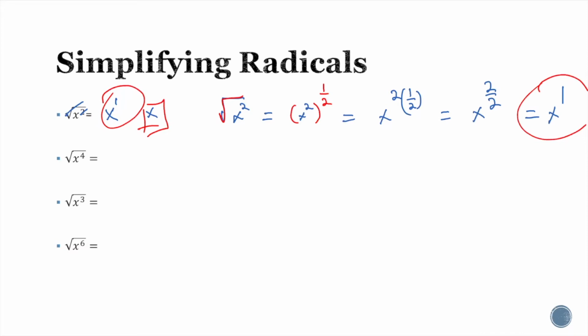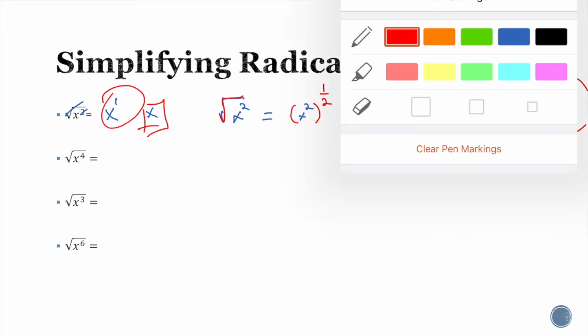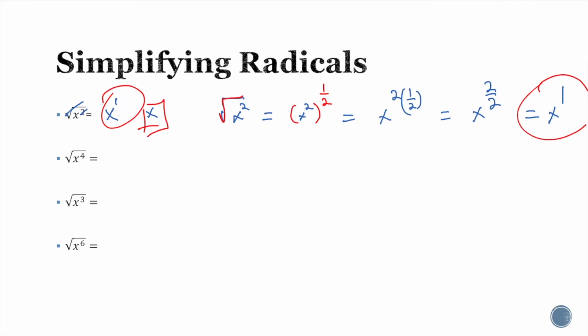Let's take a look at the square root of x to the 4th. Now this is a little different because it's raised to the 4th power. However, our very first property shows me that I can break this up as the square root of x squared times the square root of x squared. And I do know that the square root of x squared is equal to x, and the square root of x squared again is equal to x. So x times x is going to give me x squared.